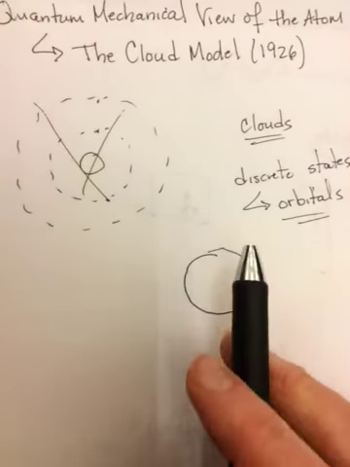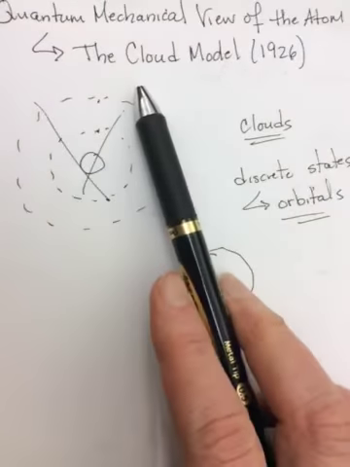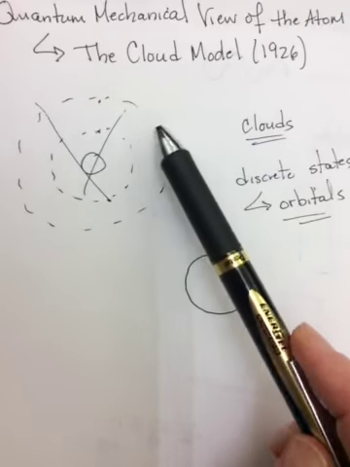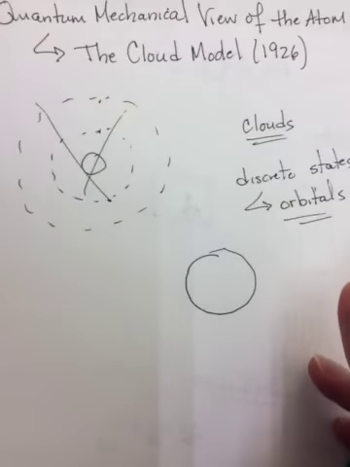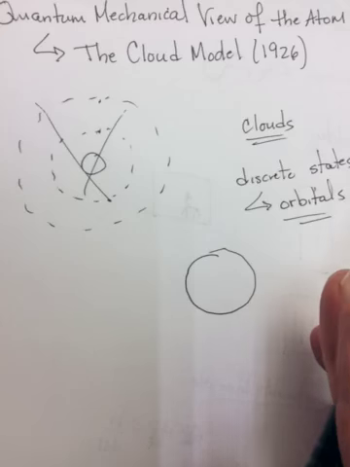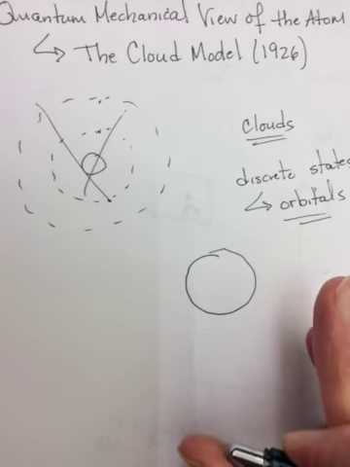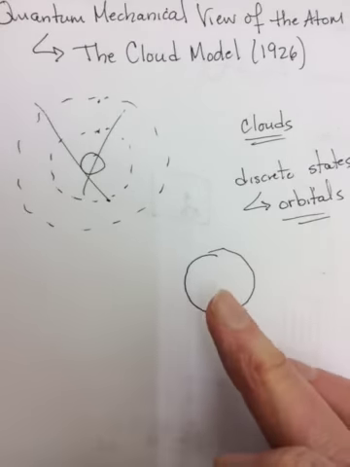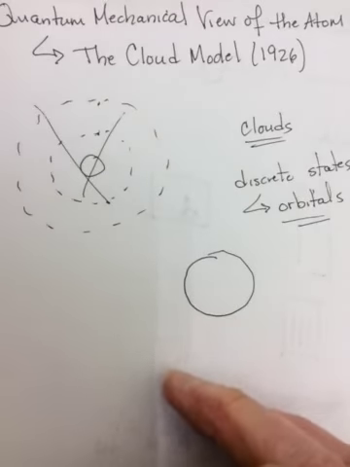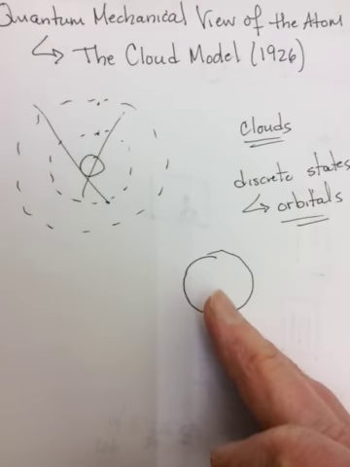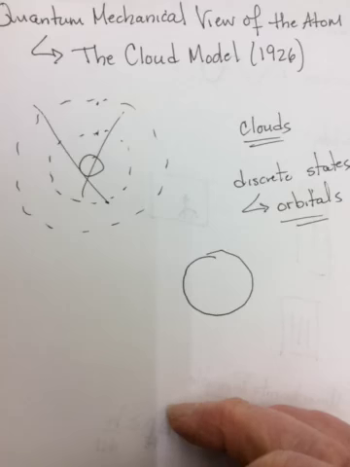All right, so just to finish this up. The cloud model of the atom agrees with Bohr that electrons can only exist in discrete states of defined energy, and that they can jump from one state to another by absorbing a photon of light, and when they fall back down, they emit it.